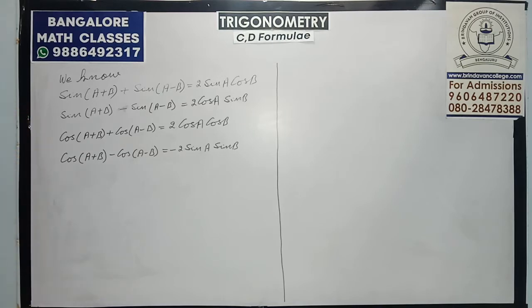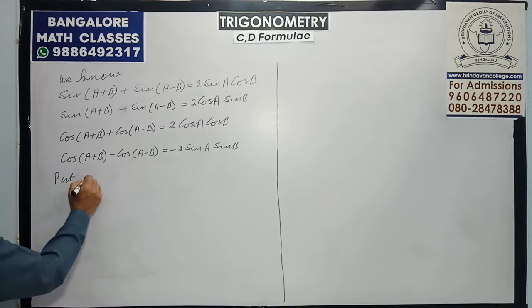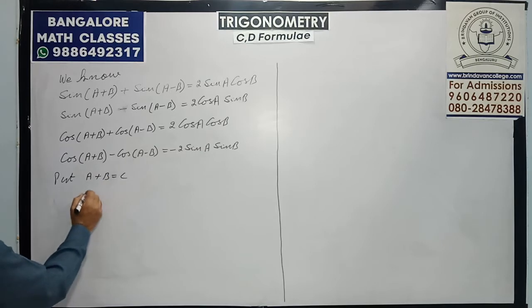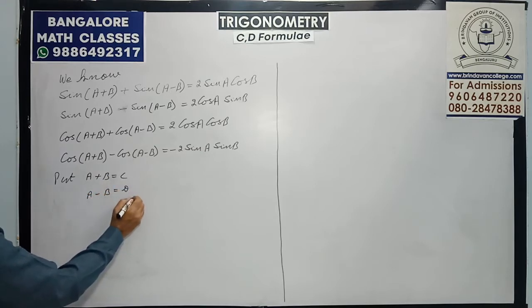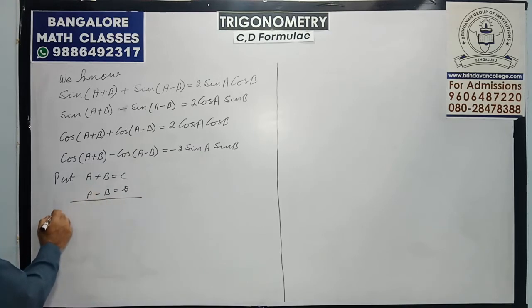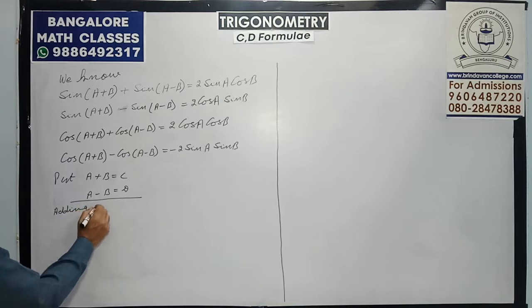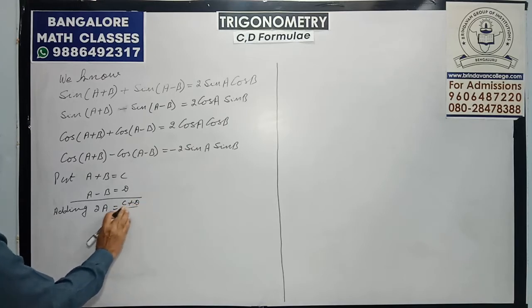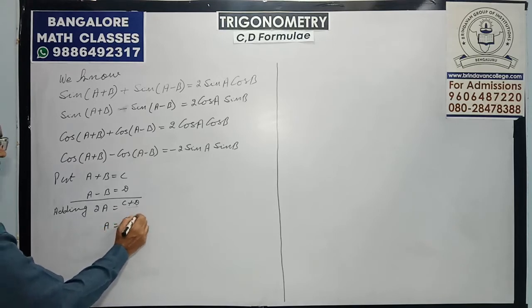To prove the CD formula, we will put A plus B equals C, A minus B equals D. Now add the two. 2A equals C plus D. Thus A will come out to be (C plus D) by 2.